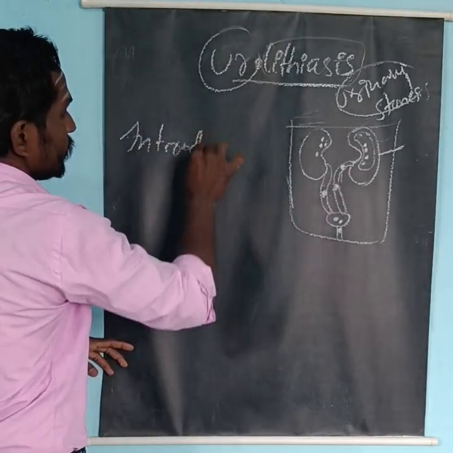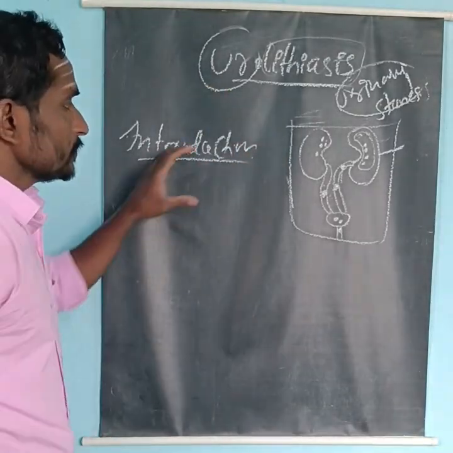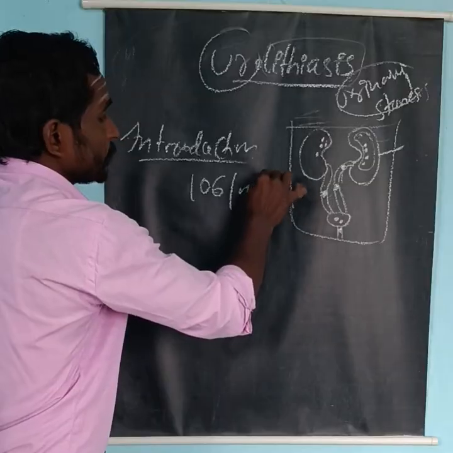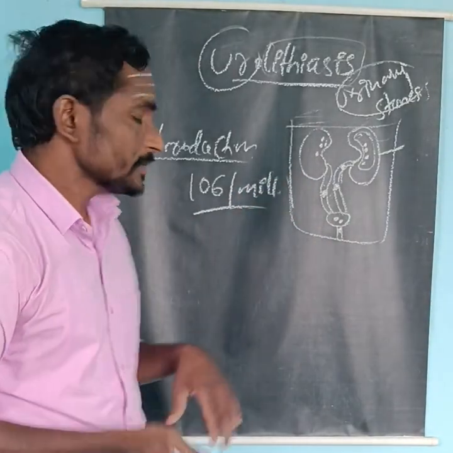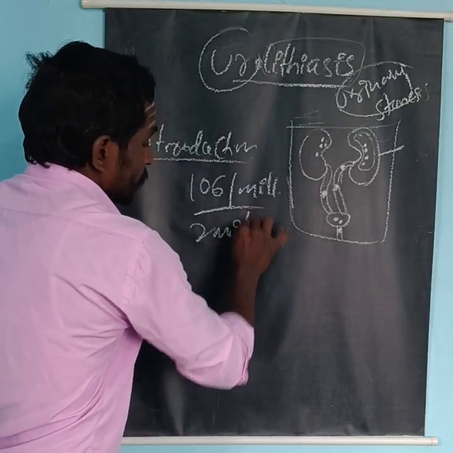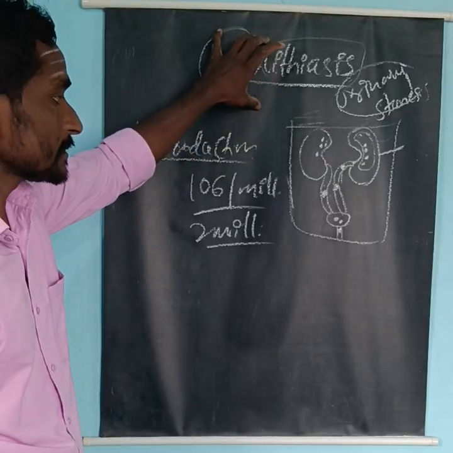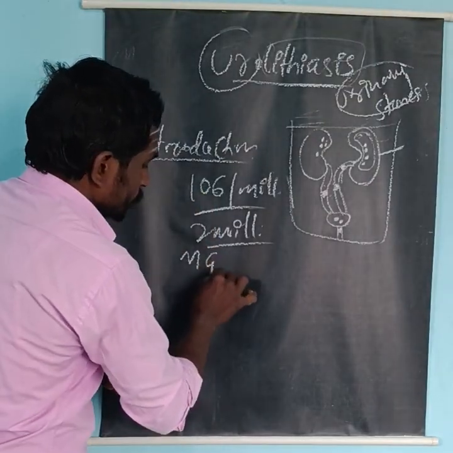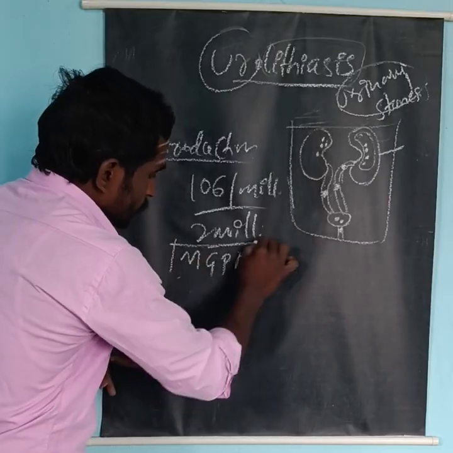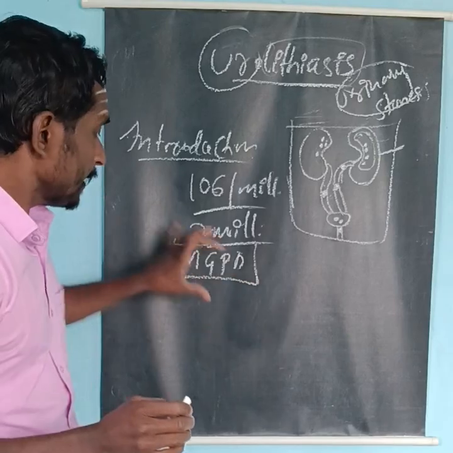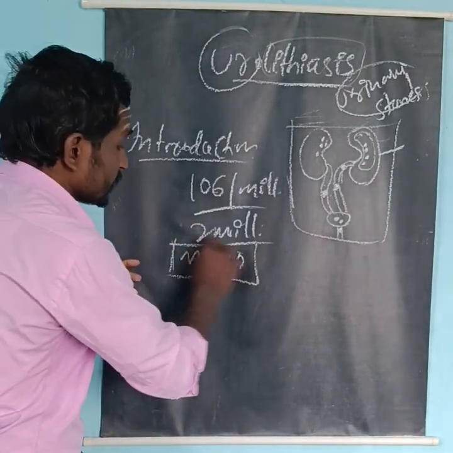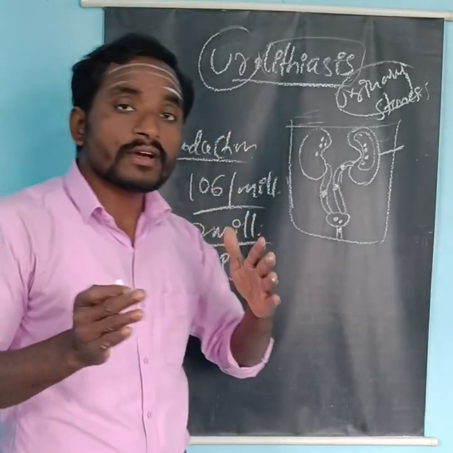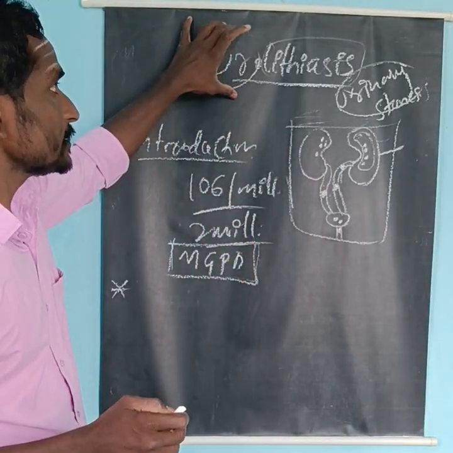Now, coming to the introduction and the incidence of urolithiasis. Every year, 106 million people suffer from urolithiasis worldwide. In India, 2 million people suffer from it every year. Some areas in India, for example Maharashtra, Gujarat, Punjab, and Delhi, are considered the stone belt, because in these areas you see a larger number of cases of urolithiasis or kidney stones. The definition of urolithiasis: the formation of stones in the urinary system is called urolithiasis.